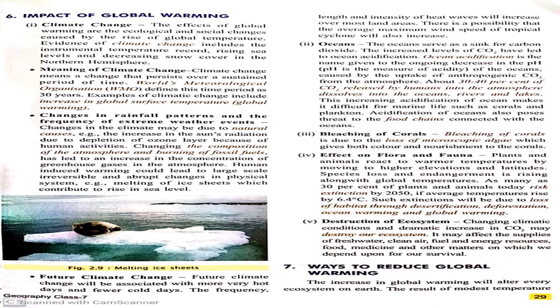So all these are the different climatic changes which are the impact of global warming. Now the second one is oceans. The oceans serve as a sink for carbon dioxide. The oceans are just like a vessel for the carbon dioxide to sink in. Now the increased level of CO2, that is carbon dioxide, in the oceans has led to ocean acidification.